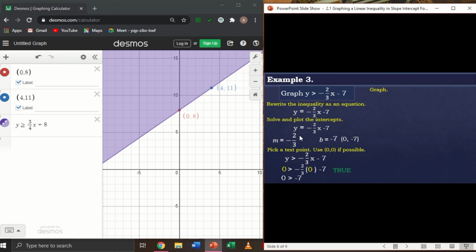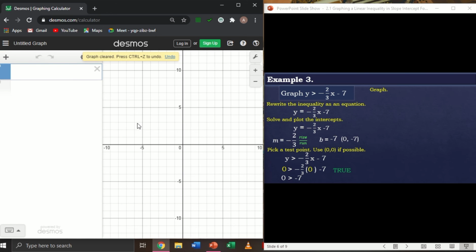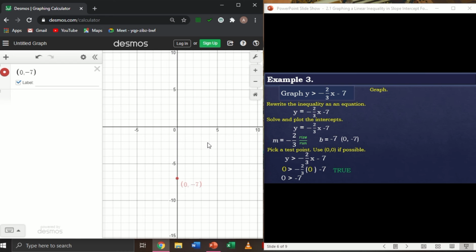So, kapag mag-graph tayo, again, this is your rise, this is your run. Okay. So, graph na muna natin, plot na muna natin y-intercept. So, that is 0, negative 7. Ito po siya. Okay. And then, from here, ang rise mo ay 2, ang run mo ay 3. But since negative ang slope mo, ang run mo, pa-left tayo. Kasi negative ang slope. So, from here, bilang tayo ng dalawa as our rise. 1, 2. And then, ang run mo is 3.